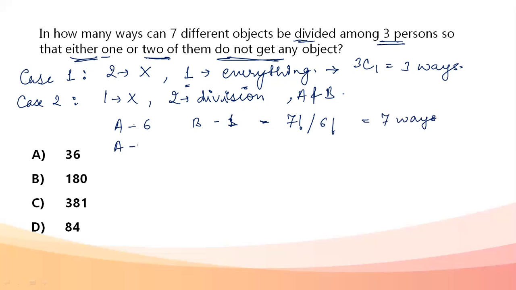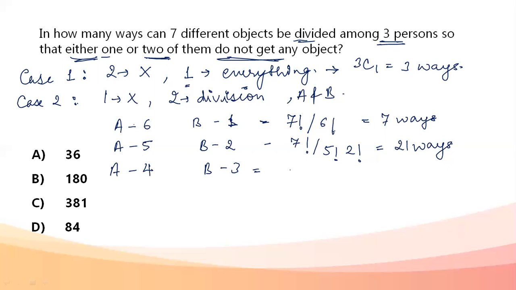Now A gets 5 objects and B gets 2 of them. This becomes 7 factorial divided by 5 factorial, 2 factorial, because whatever the repetition is, we always have to divide by that. On calculating, it comes out to be 21 ways. Now, A is getting 4, B is getting 3. This comes out to be 7 factorial divided by 4 factorial, 3 factorial. When we calculate this, it comes out to be 35 ways.